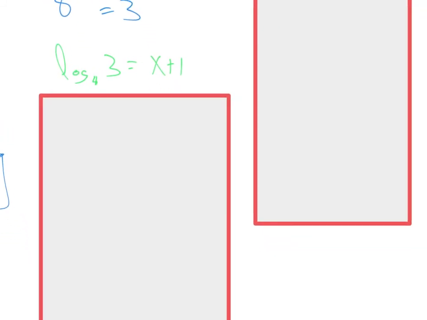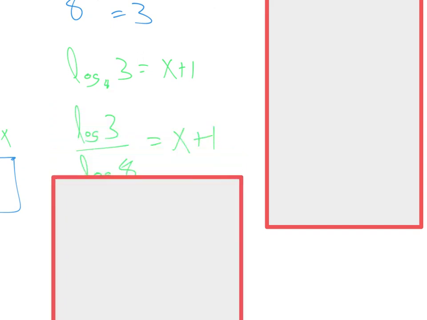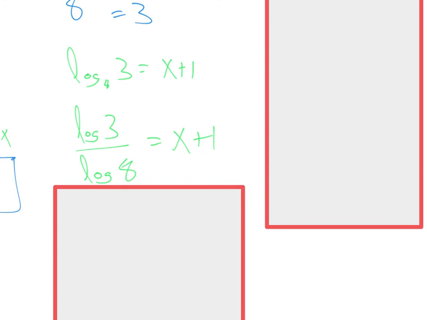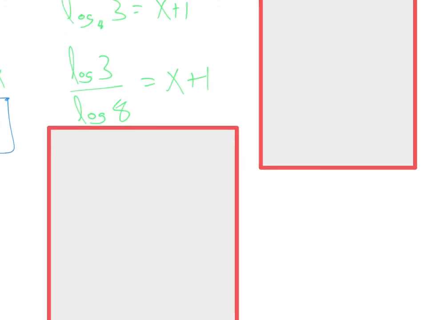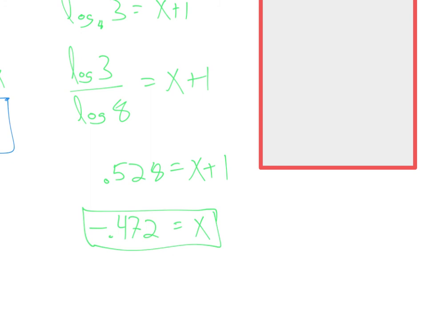Now we can use change of base formula on the left side there. The base is 8, so it's going to be log 3 over log 8. That equals x plus 1. This left side goes straight into the calculator. There's no way to do that mentally. Straight into the calculator. Try to round it to 3 or 4 decimal places. So 0.528 equals x plus 1. And now to solve for x, just subtract that 1 over. And you'll get your final answer, negative 0.472.